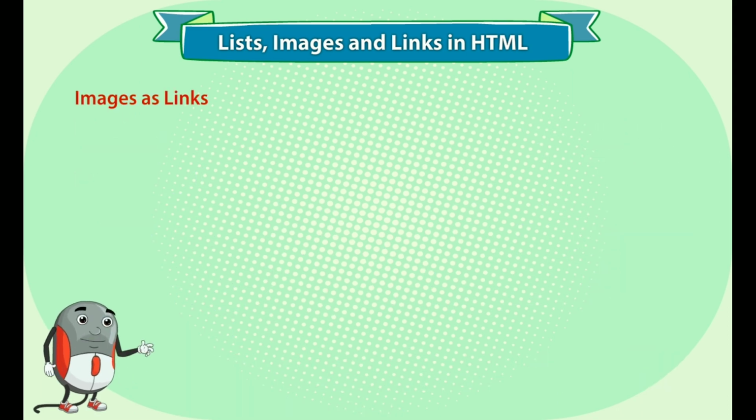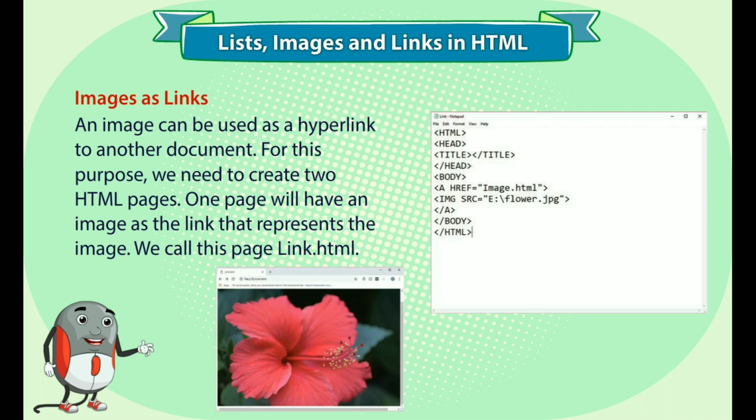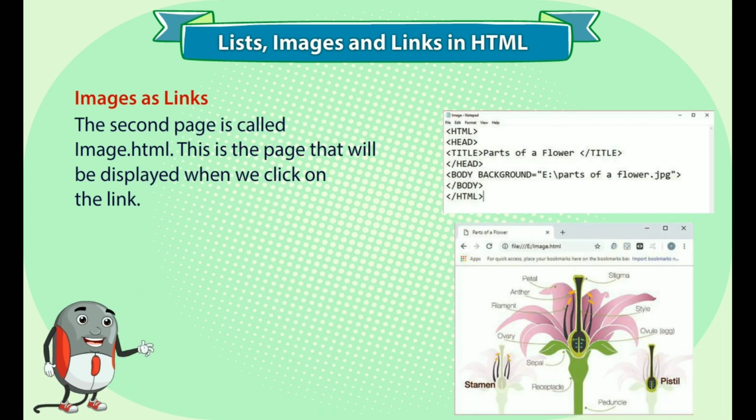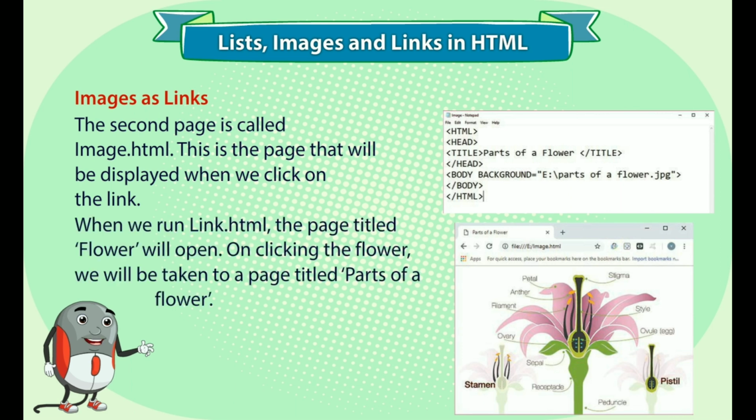Images as links. An image can be used as a hyperlink to another document. For this purpose, we need to create two HTML pages. One page will have an image as the link that represents the image. We call this page link.html. The second page is called image.html. This is the page that will be displayed when we click on the link. When we run link.html, the page titled flower will open. On clicking the flower, we will be taken to a page titled Parts of a Flower.